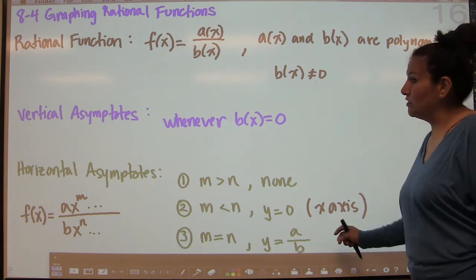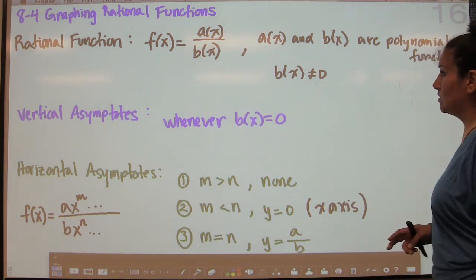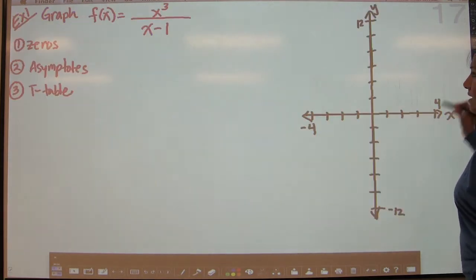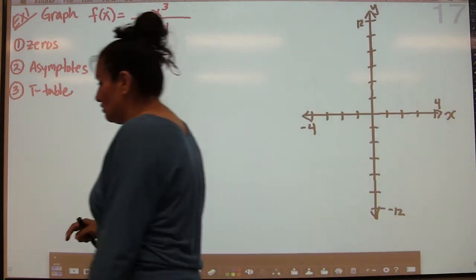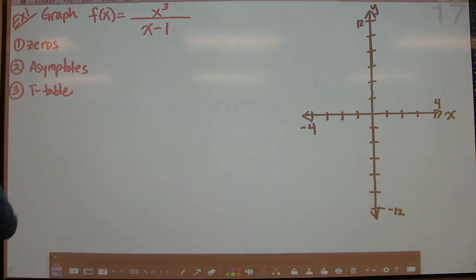So those are the 3 scenarios for your horizontal asymptotes, and your vertical asymptotes for rational functions, and we're going to get right into it and graph. When you are graphing a rational function, you want to keep in mind these 3 things as far as what you need to do. You need to find any x or y intercepts. You need to find the asymptotes, both vertical and horizontal. And then you want to graph or make a t-table. And you want to make a t-table that uses the x and y intercepts and the asymptotes. And you want to make sure that you have points in between and beyond those values. So I'll show you what I mean.